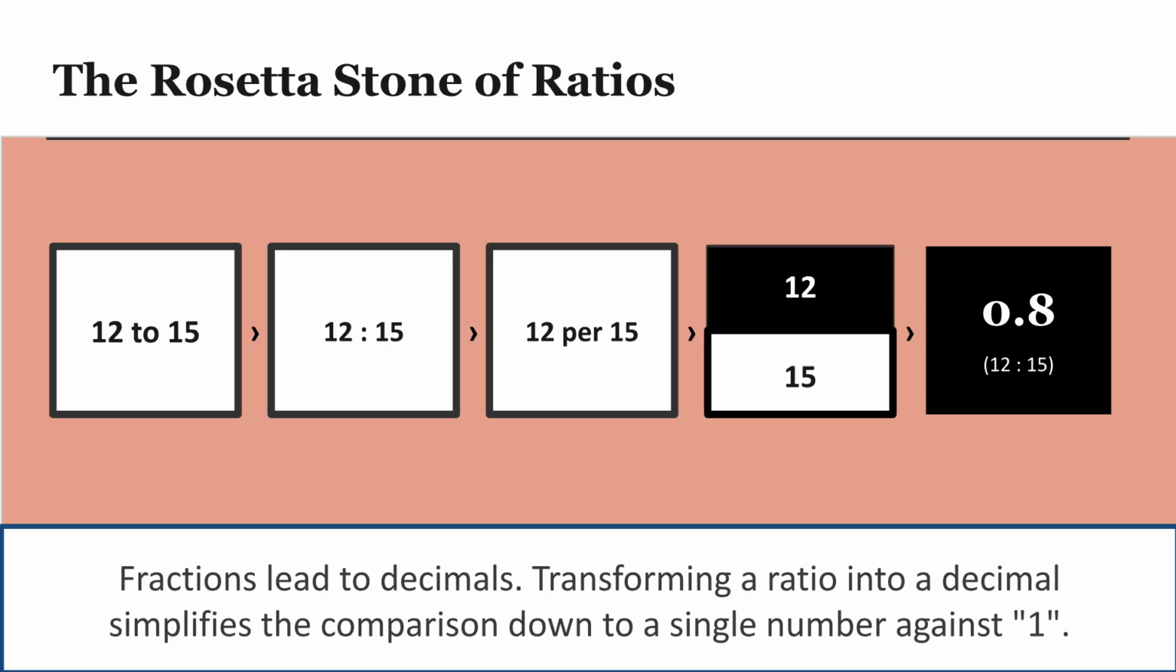Think of this as the Rosetta Stone of ratios. Whether written as a phrase, a colon, or a fraction, these are all just different ways to express the same relationship, with the decimal form simplifying it against one.